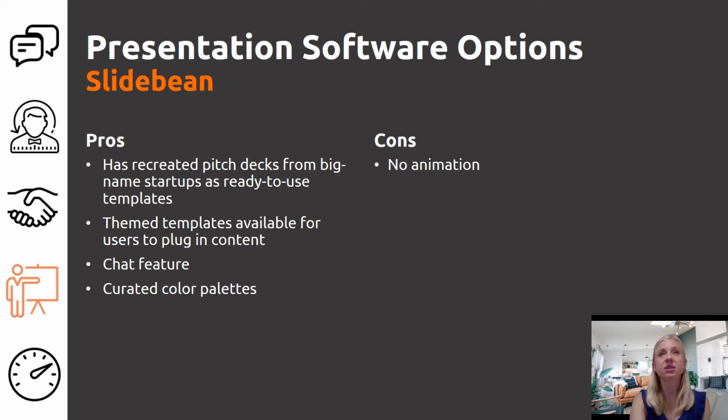Slidebean, something different, a little less mainstream, but it has pre-created things such as pitch decks and more creative formats for starting your project. So it's interesting if you're not quite sure how you want to present something; it can give you some better ideas. Themed templates, there's a chat feature. It will kind of help curate your colors so you know what you're doing, but there is no animation feature. So depending on what you're trying to do or how you're trying to feature it, you kind of have to go with what suits your situation best.